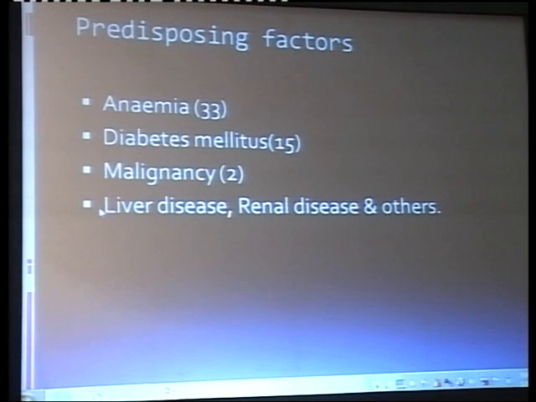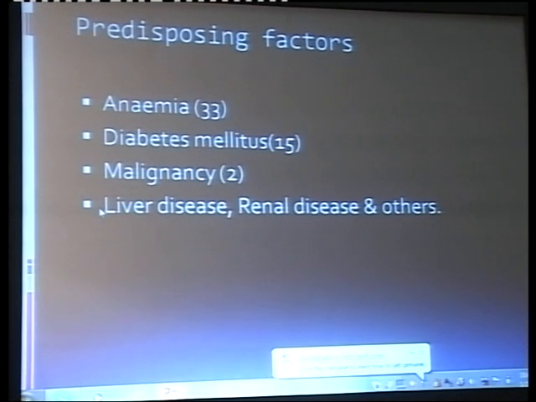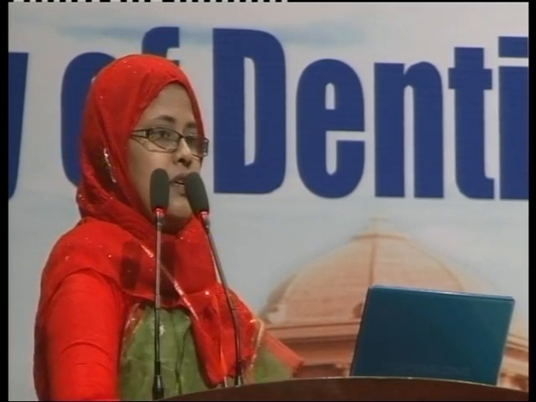Predisposing factors, mainly anemia. Most of the patients are anemic and malnourished in our department. And then diabetes mellitus, malignancy, liver disease, renal disease, and any other diseases. The patients having immunosuppressive drugs is responsible for predisposing to deep neck infection.